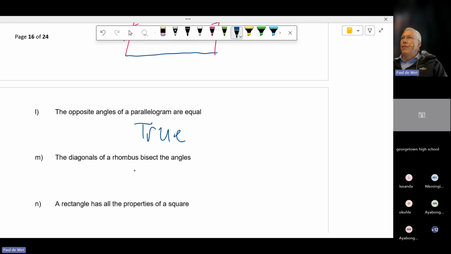The diagonals of a rhombus bisect the angles. True or false? Guys, you need to learn these things. It's true. A rectangle has all the properties of a square. False. A square has all the properties of a rectangle, not the other way around.